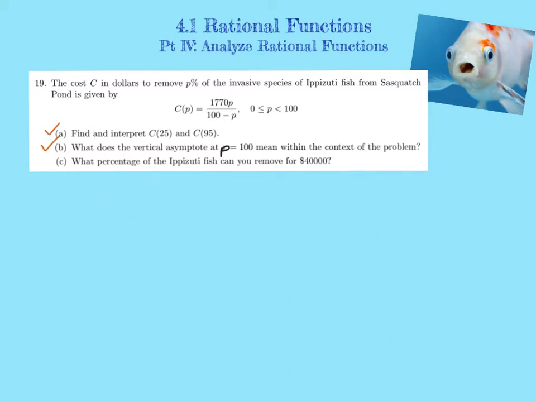In part C, it's asking us what percentage of these fish can we remove for $40,000. Basically, we want to know what is P, or what percentage, will give us an output or a cost of $40,000. That means that we're going to find P, but we know C of P. So we know the cost is $40,000, and we're going to set that equal to 770P over 100 minus P, because instead of plugging in P and finding cost, we know cost and we want to find P.